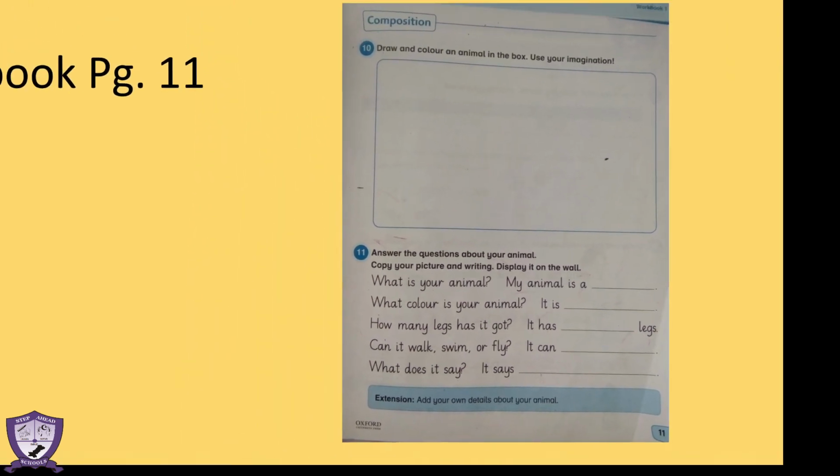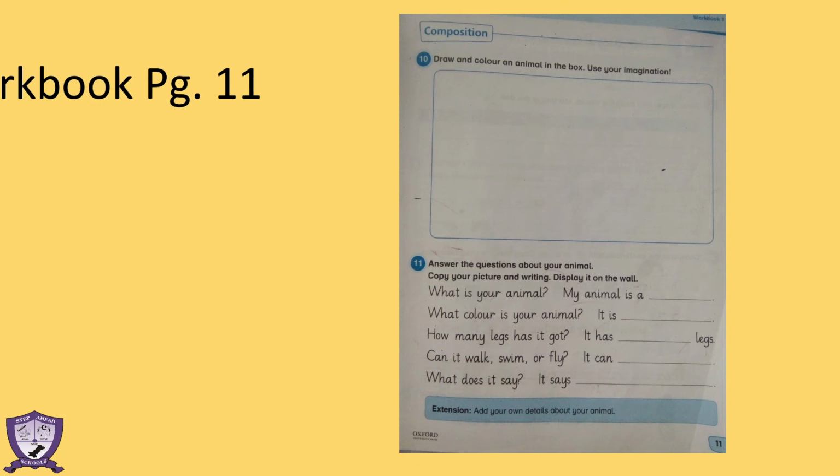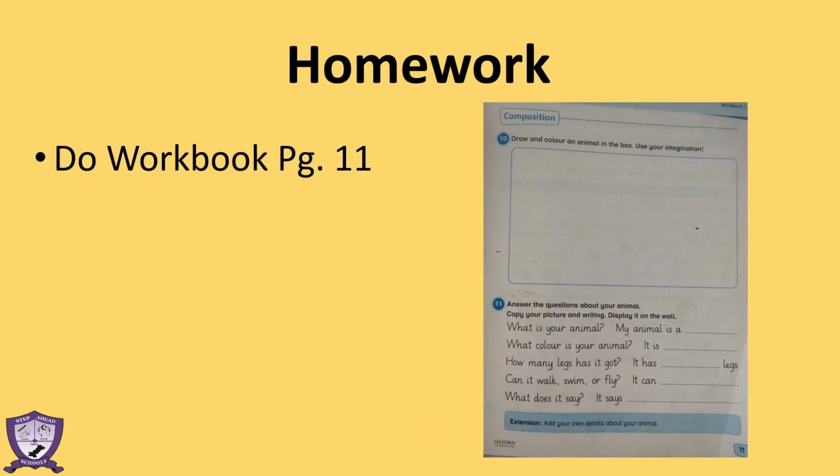This is the homework for today. All right, beta, that's it for today. Don't forget to write today's date, homework, and day on this page when you will be doing the homework.